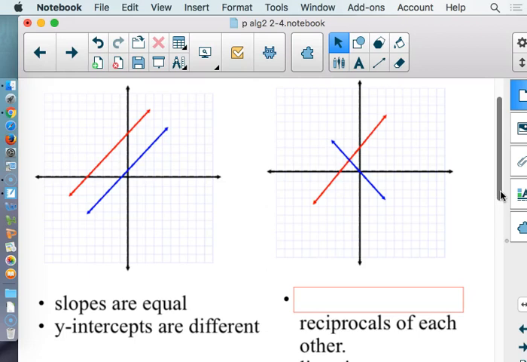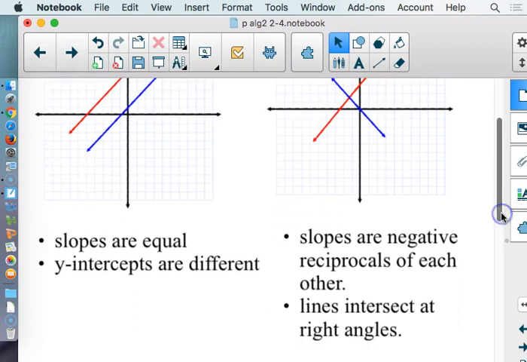Here's a tougher one. Do you remember what happens with the slopes of perpendicular lines? I heard a couple people say opposite and reciprocal. You're absolutely right. Negative reciprocals of each other. They have to be as different as they can possibly be, which is both the negative and the reciprocal. Okay, that's a fancy word. What does reciprocal mean? Yeah, flip it. Top to bottom, bottom to top.